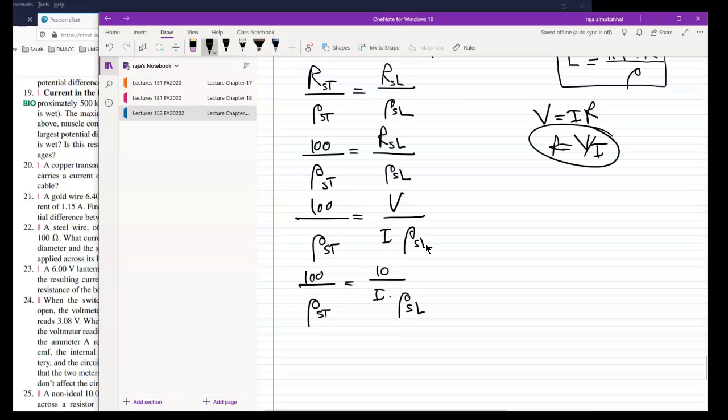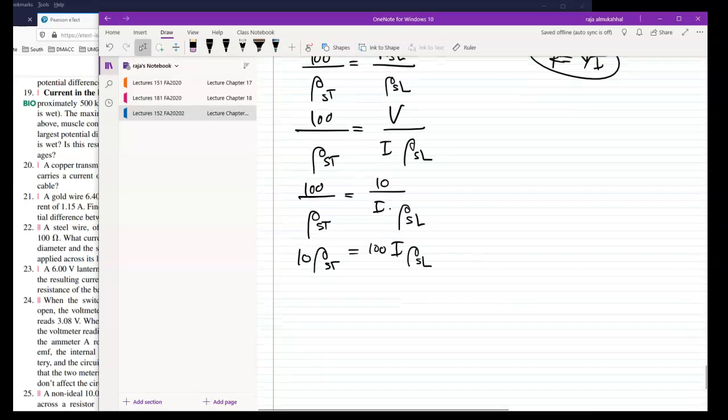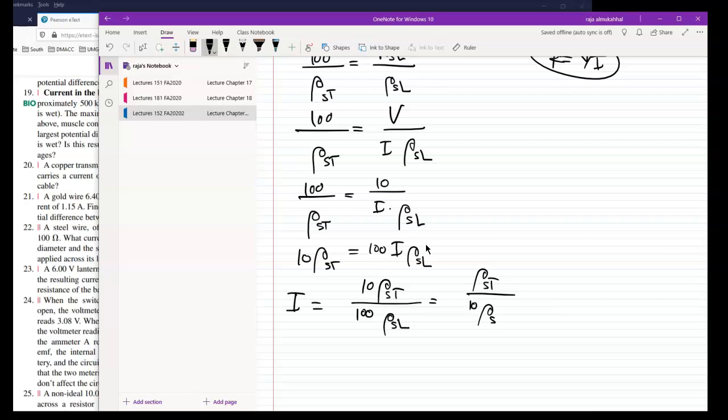So now if I do cross multiplication, let me go slowly. So I have 10 rho steel equals 100 I rho silver. I should have reduced 100 and 10, but that's okay. And then in this case, I, the current, I'm going to solve for it, is going to be 10 rho steel over 100 rho silver. And of course, 10 over 100, that'll be 1 over 10. So that's going to be rho steel over 10 rho silver. And then all I need to do is just plug in the values for steel and silver.